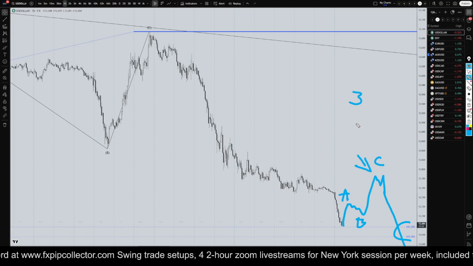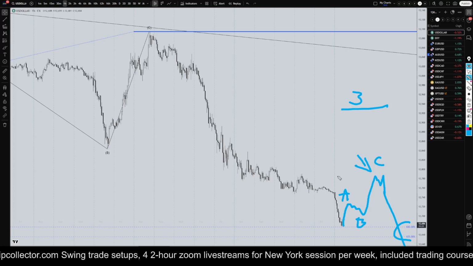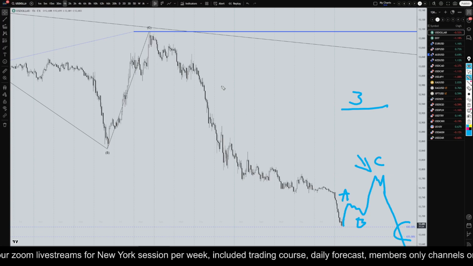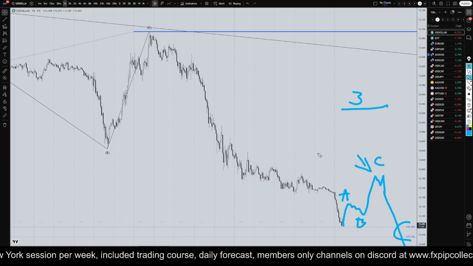Keep in mind, if this really is a wave three on the daily time frame, this is going to continue to be a very strong trend, which is why we should definitely continue to trade with the trend every single chance we get.